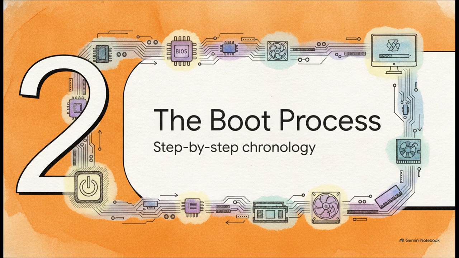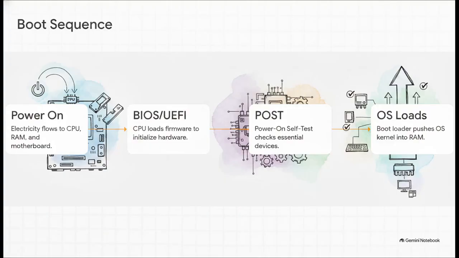Moving right along to Section 2, the boot process. Let's look at the exact step-by-step chronology of pushing that power button. The core sequence here is beautifully logical. First up, power on. Electricity flows from the power supply directly to the CPU, the RAM, the hard drive, and the motherboard. Now, the CPU wakes up, but honestly, it has no idea what to do yet.